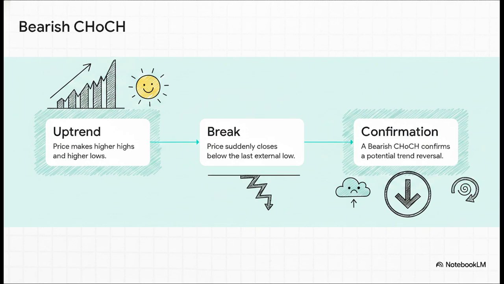Let's move on and see how this builds into an advanced market structure concept. Step 1. Price is happily making higher highs and higher lows. Everything looks great, super bullish. Step 2. Suddenly, the price closes below that last external swing low. Wait, what? Step 3. We now have what's called a bearish change of character, or CHOCH for short. This structural break confirms that the market is actively flipping its character from a bull to a bear.